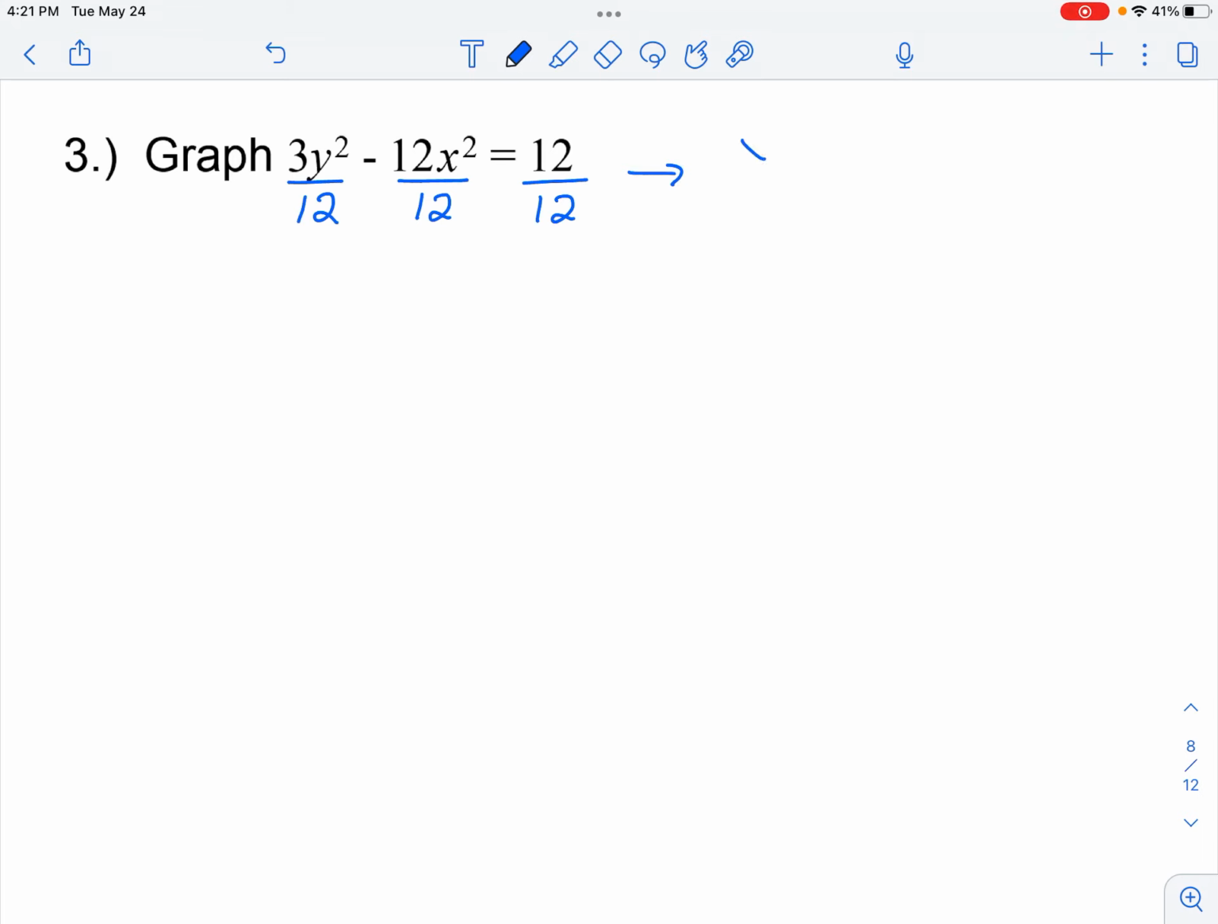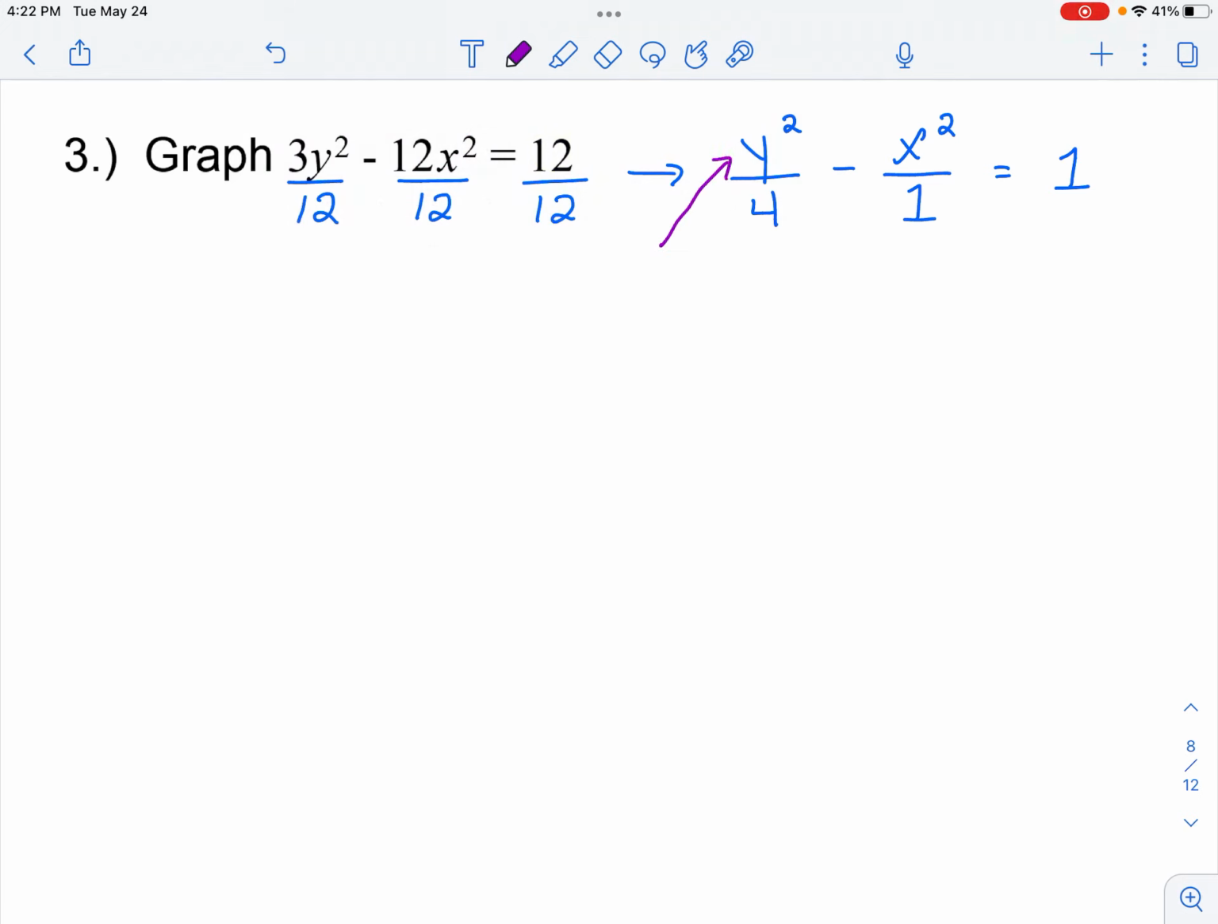So 3 over 12 is 1/4, so this is y squared over 4 minus x squared. Well, 12 over 12 is 1, but I'm going to write that it's over 1 is equal to 1. And that's to help me remember what I'm going to have for an a value and a b value. Okay. So now what do we know?